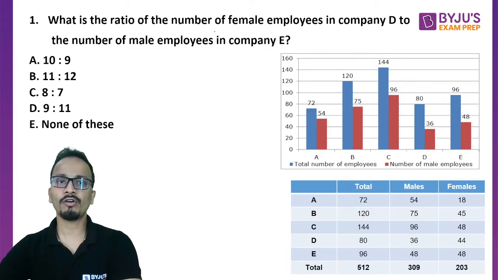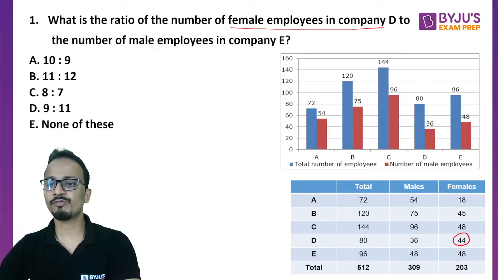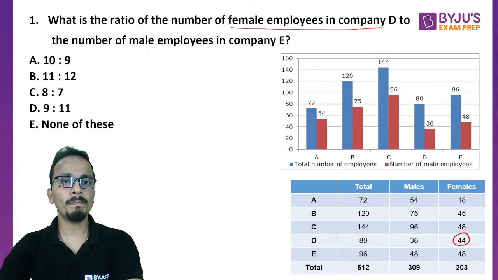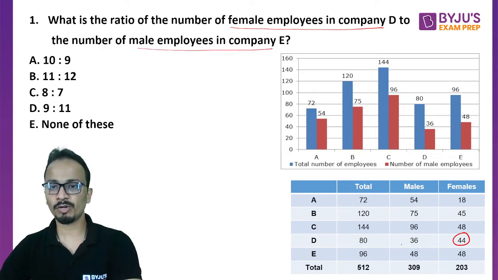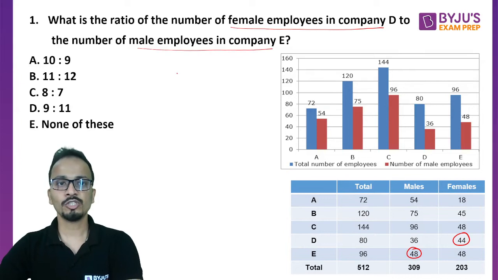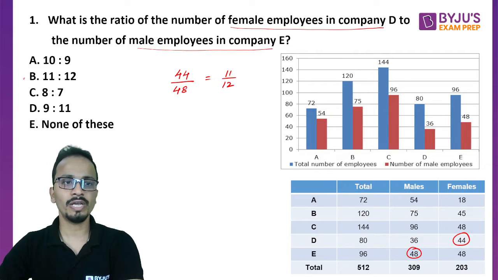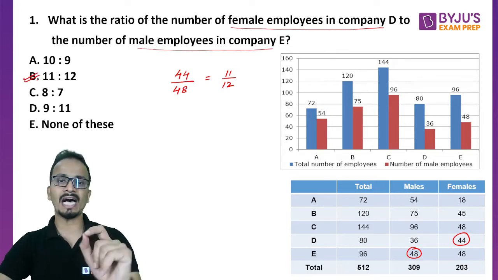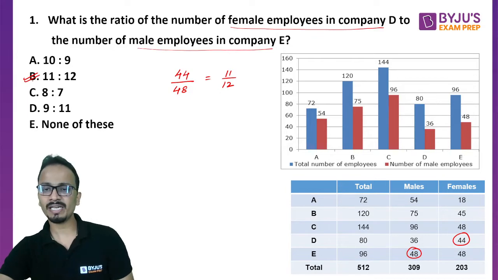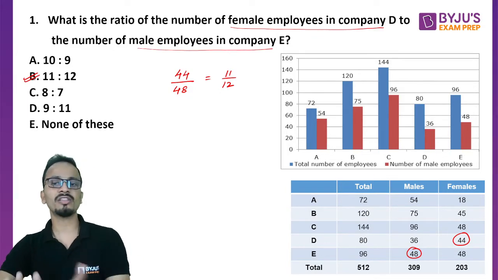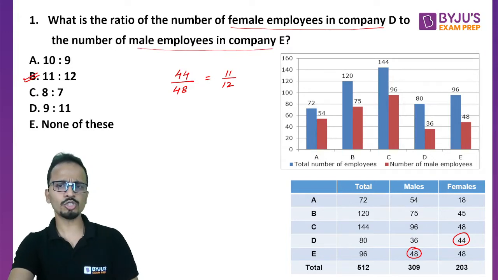What is the ratio of number of female employees in company D? So I need the number of female employees in company D, which is 44, to the number of male employees in company E, which is 48. So the ratio that I want is 44 divided by 48. 44 is to 48. I will take 4 common and the answer will be 11 is to 12. So 11 is to 12 will be the ratio that is asked in this question. Pretty simple because we have already made the table. So now we can easily work on these values. All right, so this was question number 1.